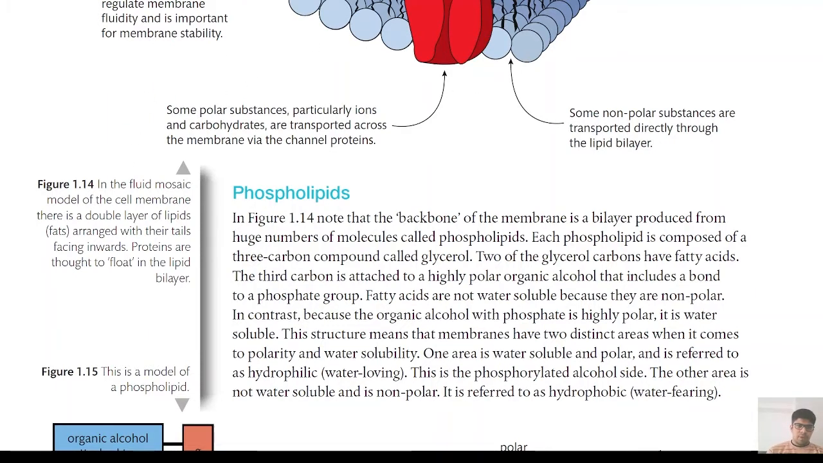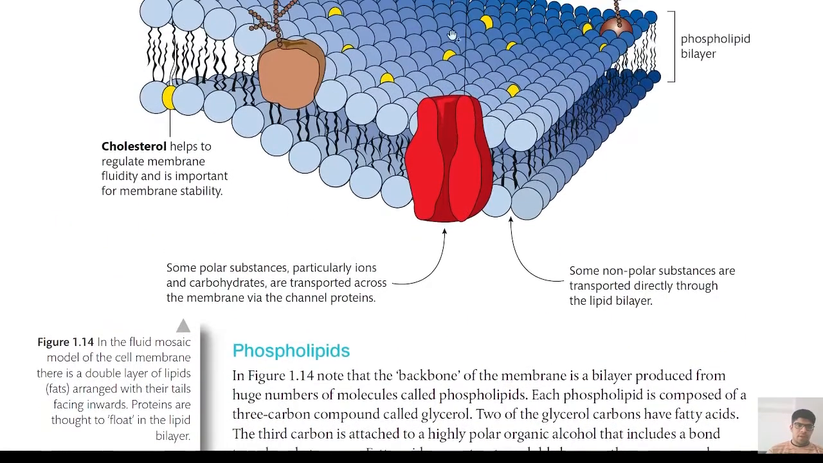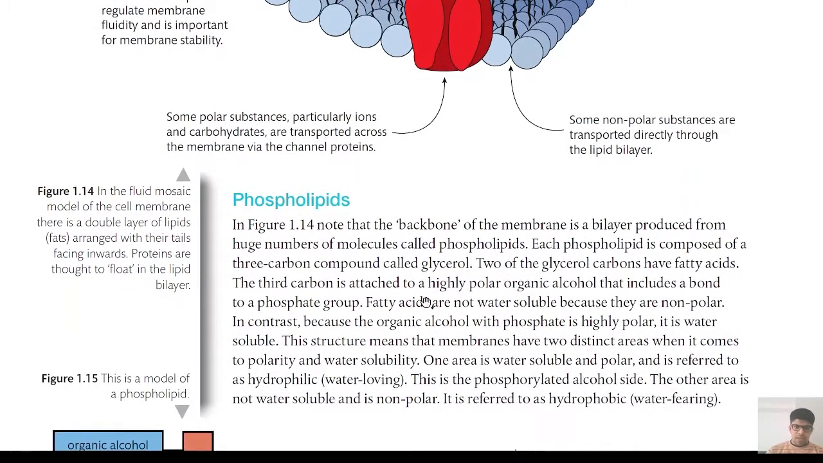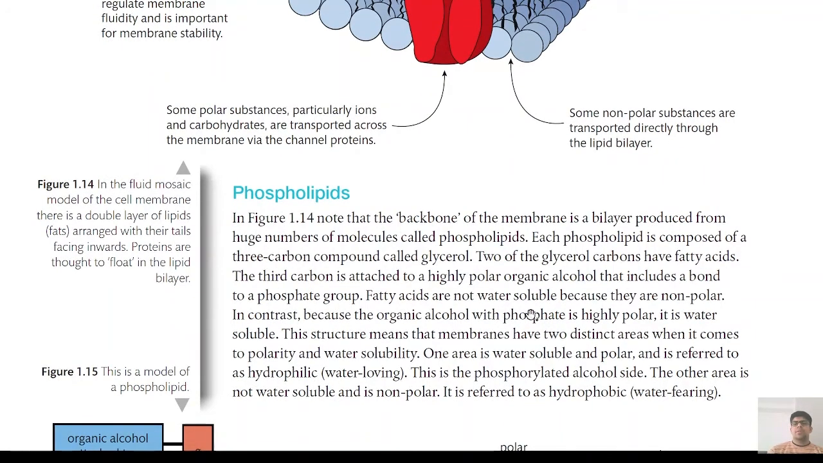In this figure, we have the fluid mosaic model of the cell membrane. There is a double layer of lipids, the fats arranged with their tails facing inwards, and the proteins are thought to float in the lipid bilayer. Okay, so fatty acids are not water soluble because they are non-polar. In contrast, because the organic alcohol with phosphate is highly polar, it is water soluble. This structure means the membrane has two distinct areas when it comes to polarity and water solubility.